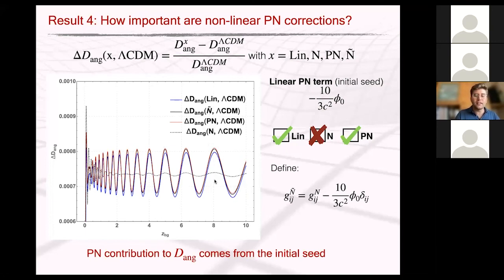This implies that the biggest part of the post-Newtonian contribution to the angular diameter distance came from the initial seed. The very small difference between these two curves is due to the remaining nonlinear post-Newtonian corrections, which are of the order of 10 to the minus 6, so much smaller.